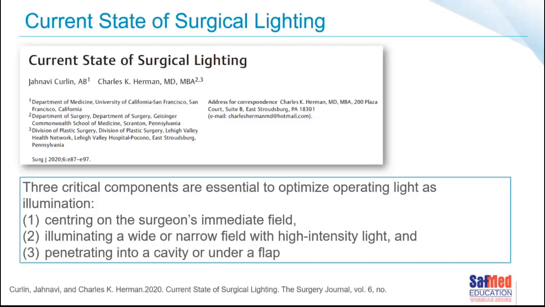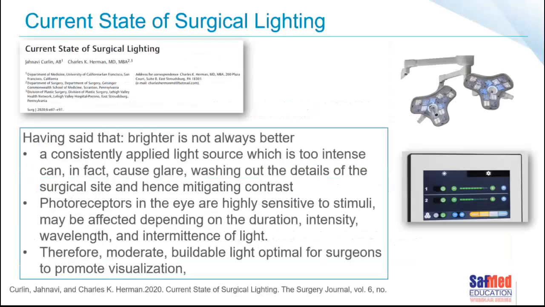And as you can imagine, manufacturers have worked on these for a number of years. But having said that, they also allude to the fact that having a bright light is not necessarily always better. Brighter is not always better. Because a consistently applied light source which is too intense can in fact cause glare. It washes out some of the details and it mitigates contrast. And we need the contrast to be able to see the different tissues, the different layers, the different structures.